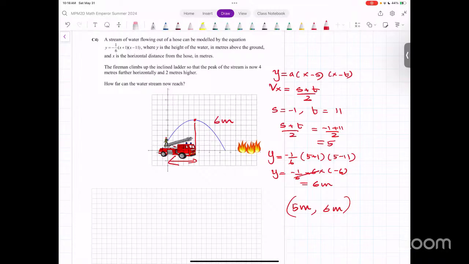The fireman climbed up the inclined ladder, so the peak of the stream is now 4 meters further horizontally. Originally, it was 5,6. Originally, this would go 5 meters, but now it goes 4 meters further horizontally, so 5 plus 4 is 9 meters. Next one, 2 meters higher. Originally, it can go 6 meters high, and 2 meters more is going to be 8 meters high.